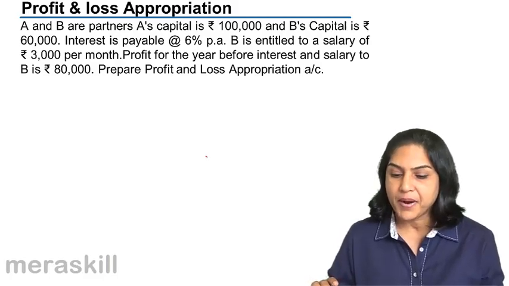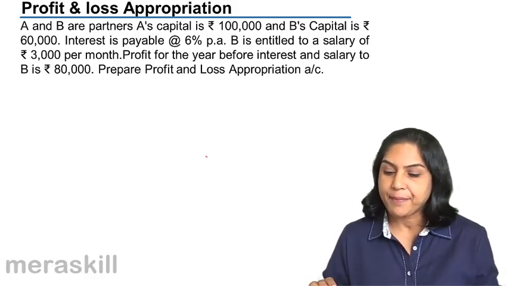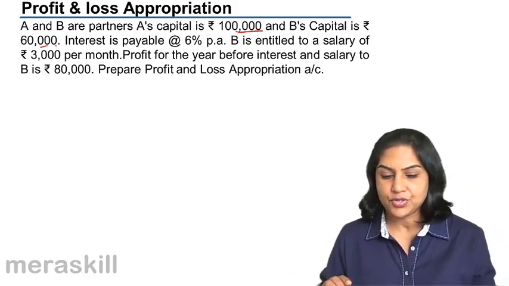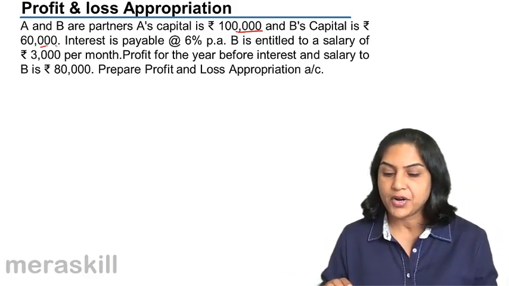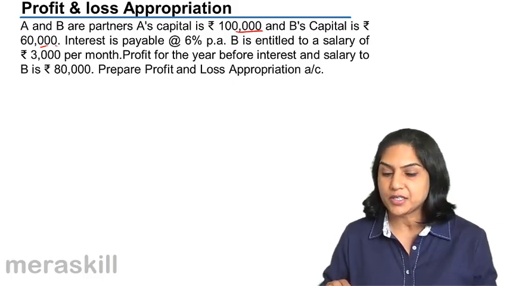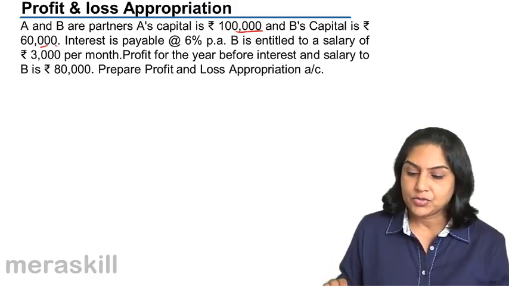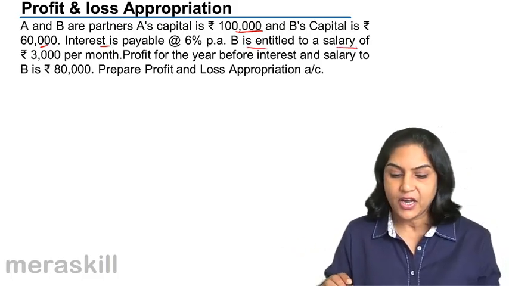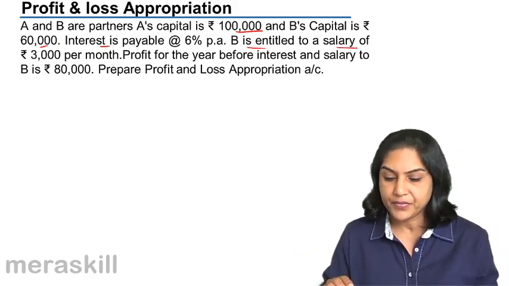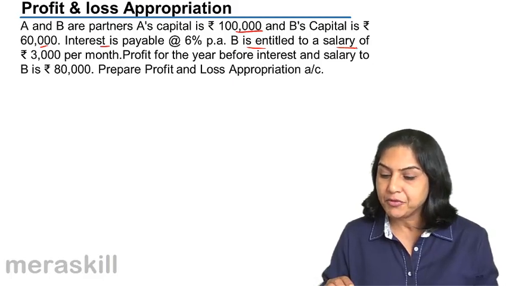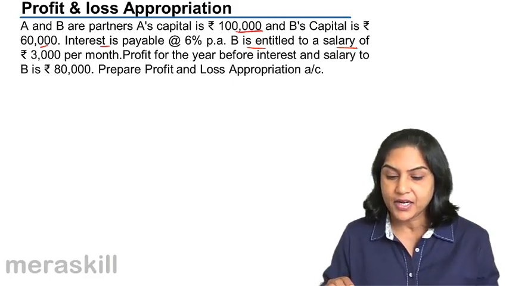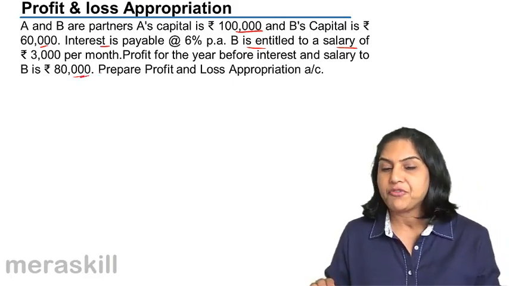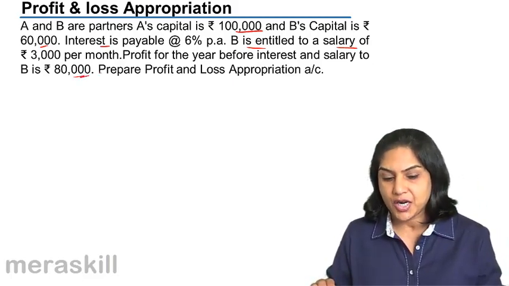A and B are partners. A's capital is 1 lakh. B's capital is 60,000. Interest is payable on capital at the rate of 6% per annum. So this is interest. B is entitled to a salary of 3,000 per month. Profit for the year before interest and salary to B is rupees 80,000. Prepare profit and loss appropriation account.